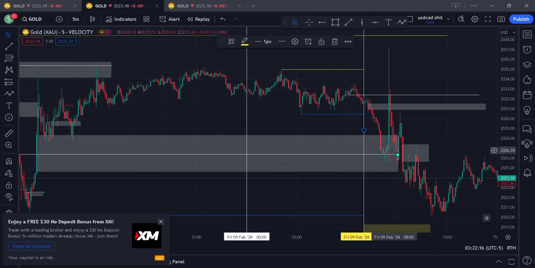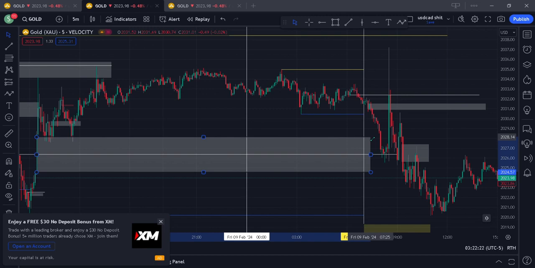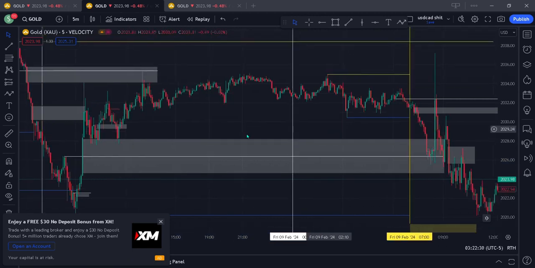I drew that out into the future. I had it here at first, but obviously as the session started and started to develop, I drew that out. And as I said, you want to draw out anything that stands out. A breaker, I drew that out because why? Price is going to use that as a draw on liquidity.